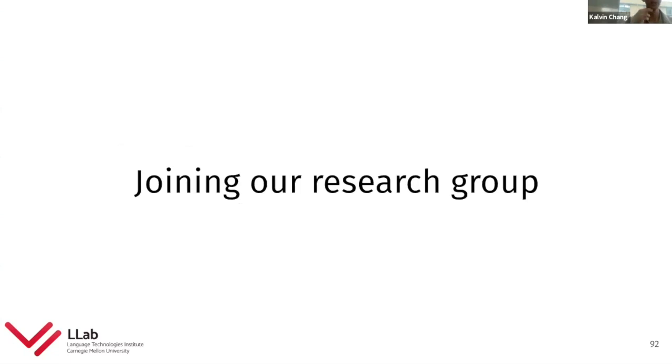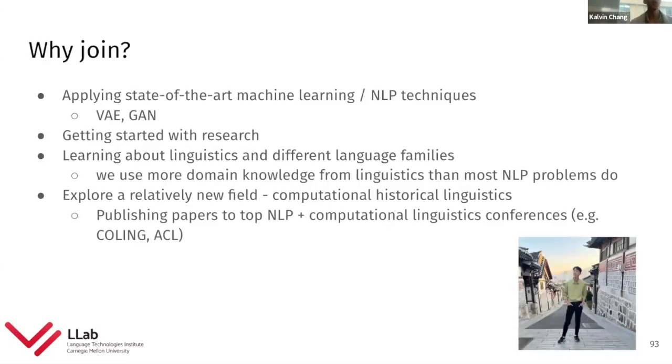Right. Now, finally, before I go into questions, I'll just talk about how you can join our research group. I already mentioned this in the talks I gave at NLP and Conlang, but why should you join our group? Well, our group is working on applying state-of-the-art machine learning and NLP techniques such as variational autoencoders, transformers, and GANs to sound change. Our project is also a great way to get started with research, as well as a great way to learn about linguistics and different language families. You'll notice that our NLP task uses more domain knowledge from linguistics than most NLP problems do. And finally, our group is exploring a relatively new field called computational historical linguistics, which means it's easier to come up with novel results than with a crowded traditional NLP problem.